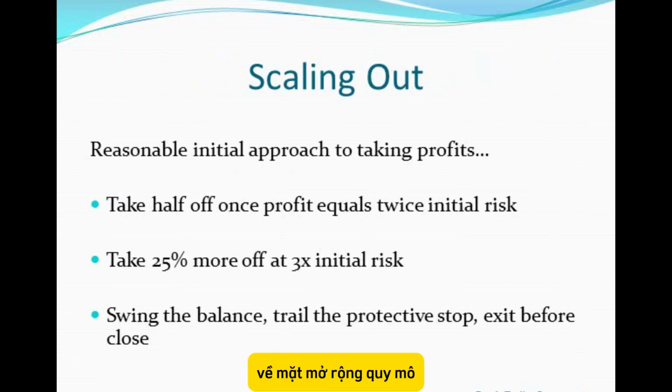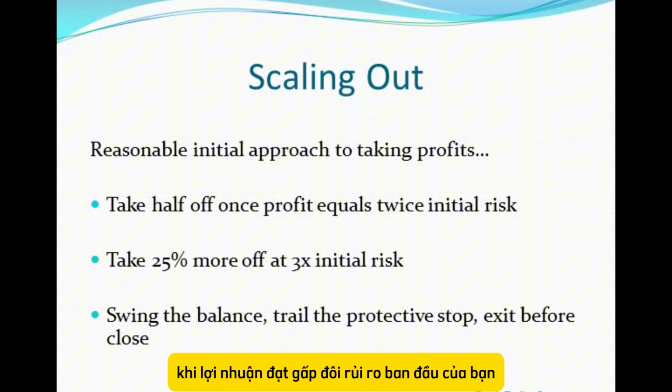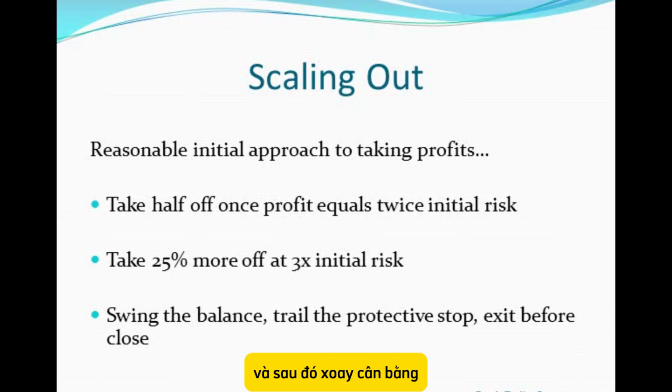In terms of scaling out, if you are trading a big enough position that would allow you to scale out, you might take half off once the profit reaches twice your initial risk, take another 25% off at 3 times your initial risk, and then swing the balance and trail the protective stop and look to exit before the end of the day if it's a day trade.